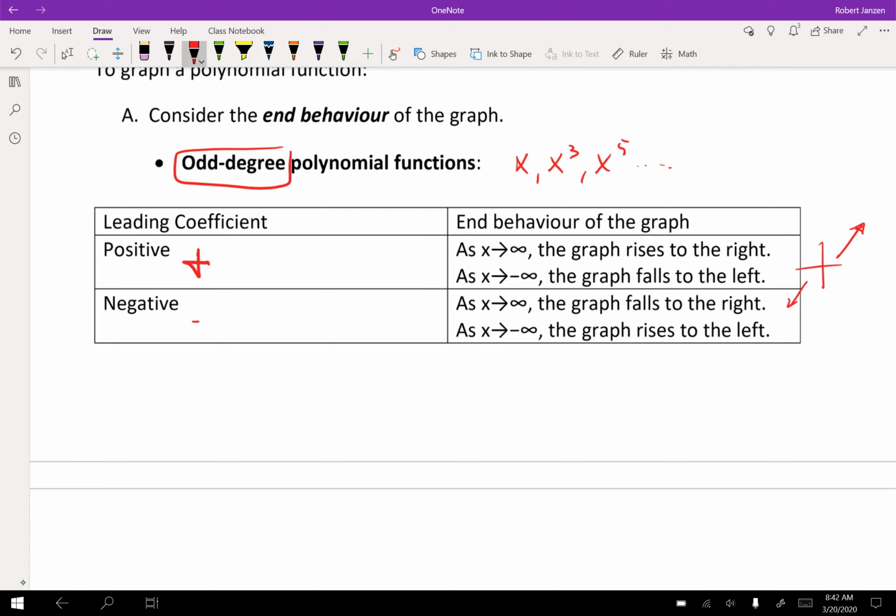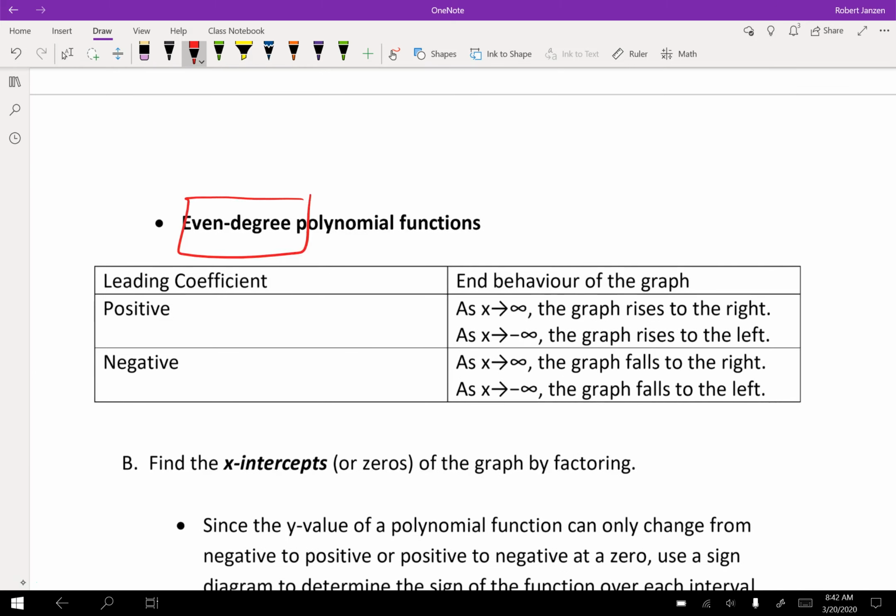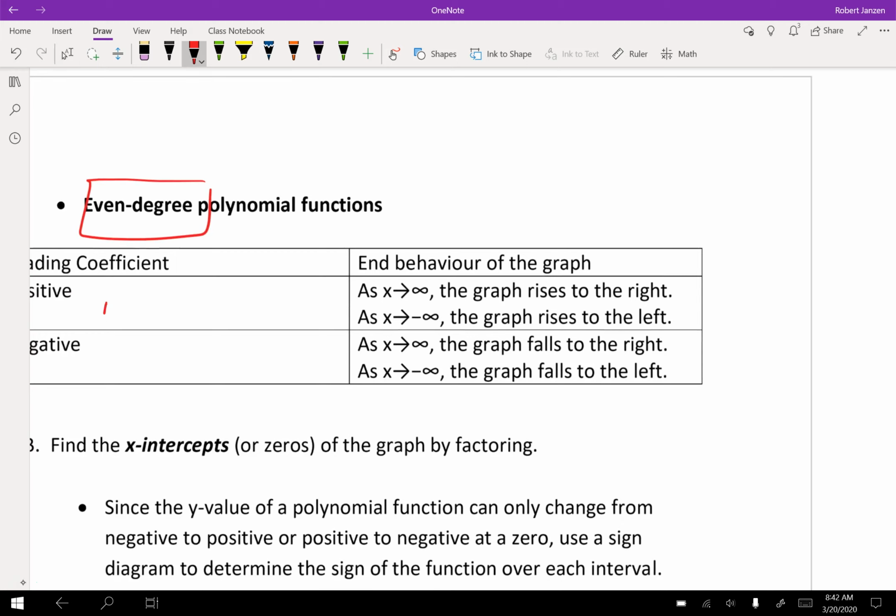If the lead coefficient is negative, then the graph is going to have this kind of behavior. The end behavior will be like that. And if it's an even degree polynomial and the lead coefficient is positive, then you're going to have the two end behaviors like this, and if you have a lead coefficient that's negative, the end behaviors will be down here.